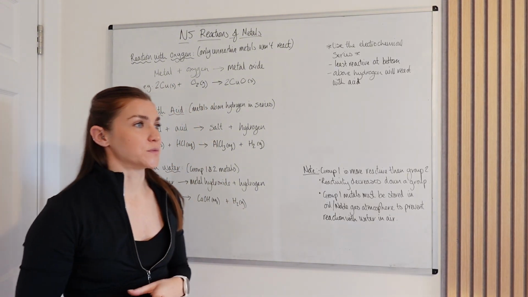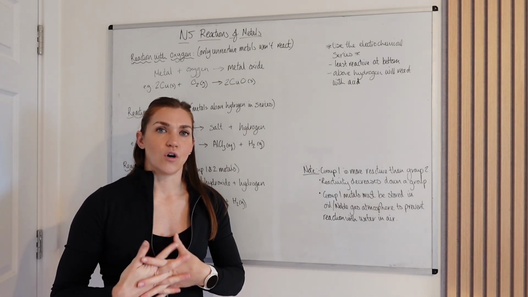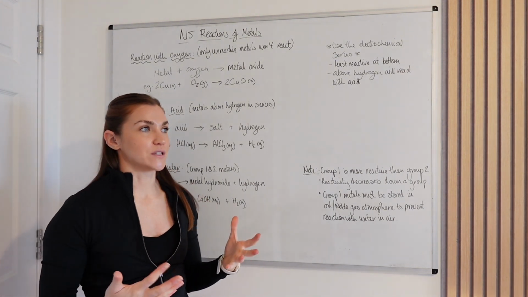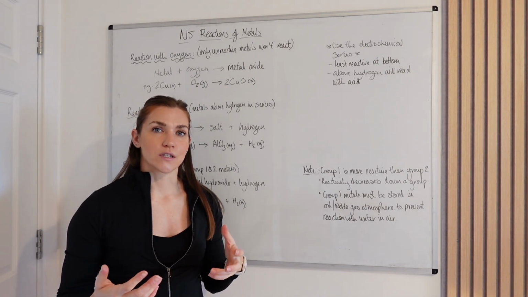The reaction with oxygen is pretty straightforward because when a metal reacts with oxygen, all that's formed is a metal oxide. An example is if you've got copper metal just sat outside, it can react with oxygen in the air and it ends up forming copper oxide.